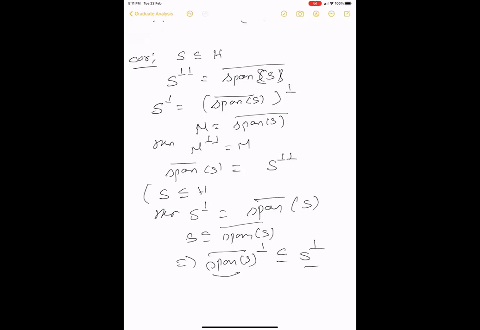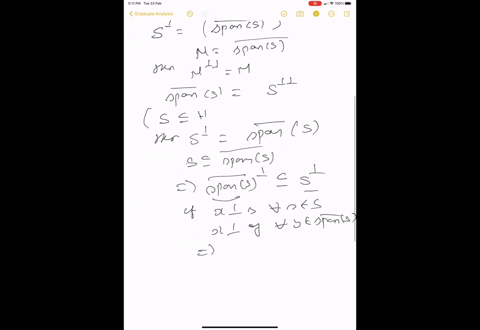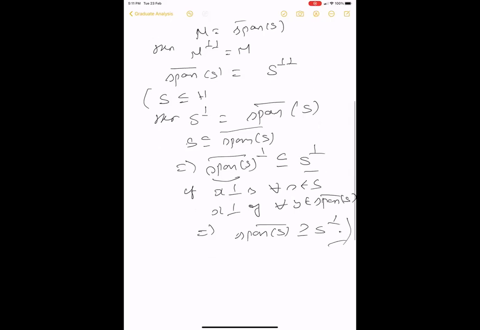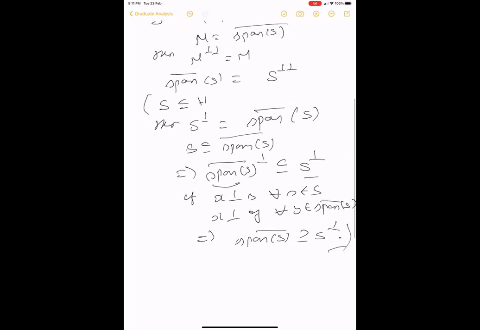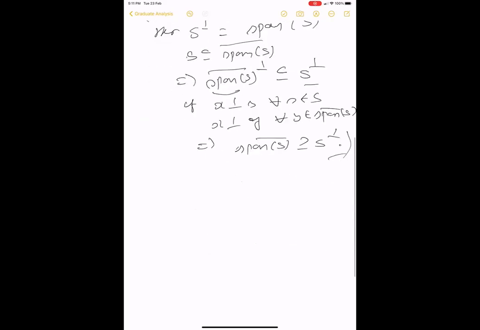On the other hand, if some x is orthogonal to s for all s in S, then x is orthogonal to all y in the span of S, and it's clear for the closure of span of S. So this implies the other inclusion. So this is what I used there. Anyway, it's trivial. I just wanted to give a proof. That's all. So this is about orthogonality.